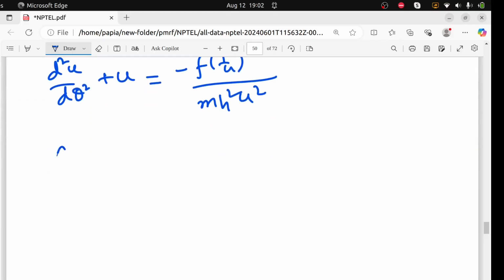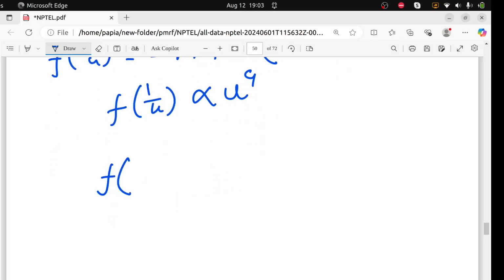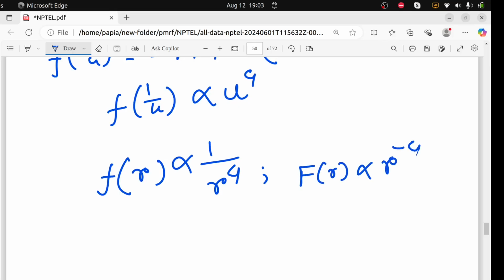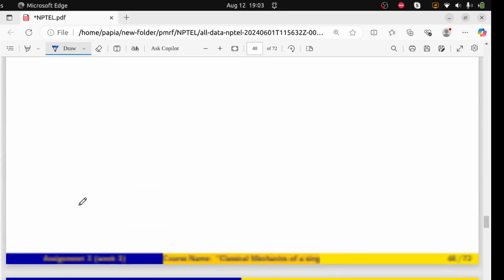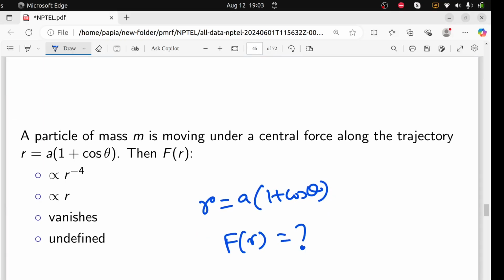So f of 1 by u is minus m a square u square into 3a u square. So f of 1 by u is proportional to u to the power 4. That means our f(r) is proportional to 1 by r to the power 4, so f(r) is proportional to r to the power minus 4. So now come to the answer. A particle of mass m is moving under a central force along the trajectory r equals a(1 plus cos theta), then f(r) is what? So it will be r to the power minus 4.